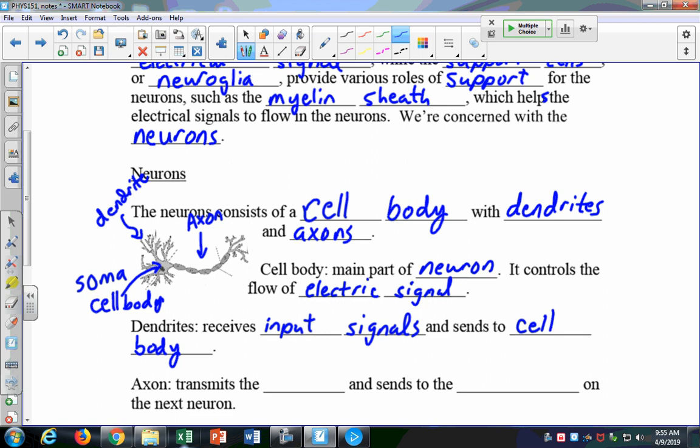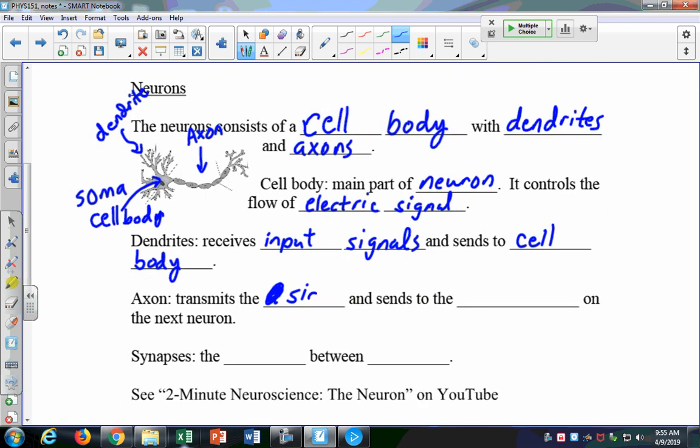So, you know, these cells, they're all interconnected. If you just think of them as a long line, right, they're not just a long line, they're all interconnected, but I have one here, and it'll send an electrical signal, it'll get picked up by the dendrites, transfer that into the cell body, and then that cell body will send that electrical signal onto the next neuron. The axon will transmit the signal and send to the dendrites on the next neuron.